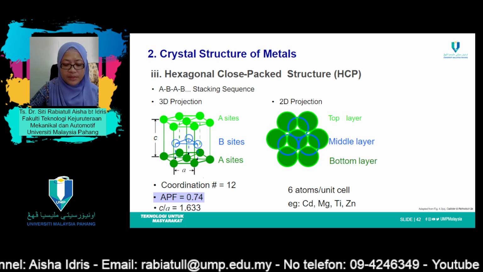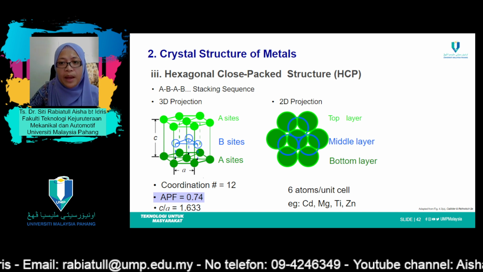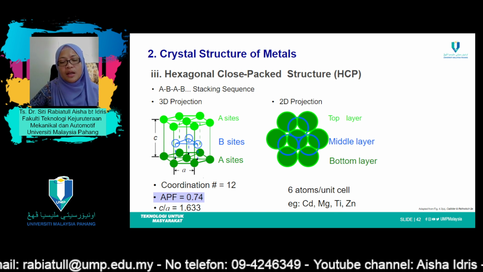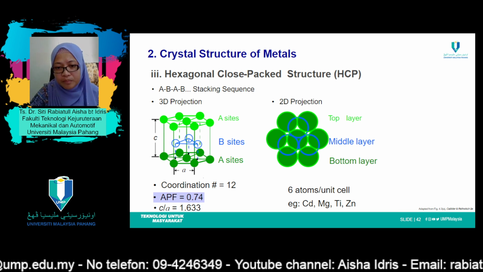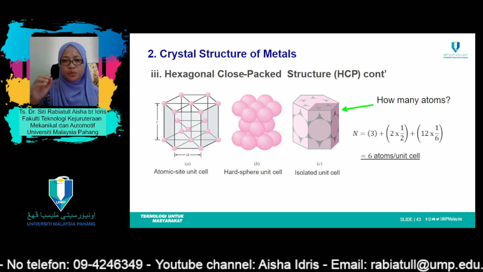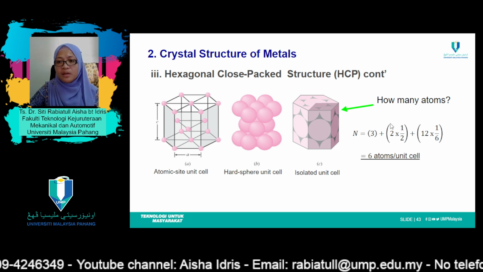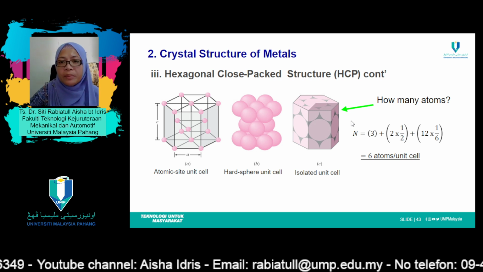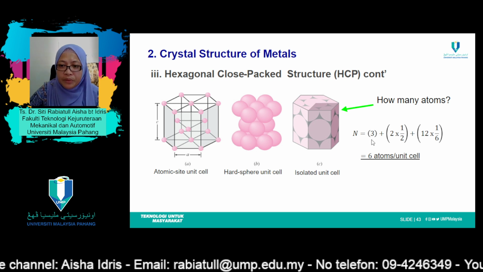And then the last but not least is HCP, which is the hexagonal close-packed structure. This one is a little bit complex because of its structure. However, the steps are the same. So let's look at how we can calculate the number of atoms for HCP. Okay, and it equals 3.